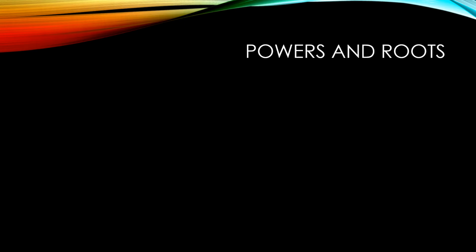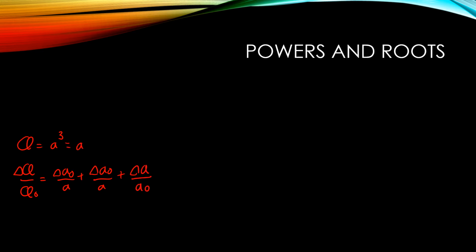Powers and roots. The rules for powers and roots follow neatly on from the rules for multiplication and division. So let's have a quick example. Let's say Q is A cubed. Well, the fractional uncertainty on Q will be equal to the fractional uncertainty on A plus the fractional uncertainty on A plus the fractional uncertainty on A again, because Q is A cubed, which is A times A again times A again. So this is 3 lots of fractional uncertainty on A.